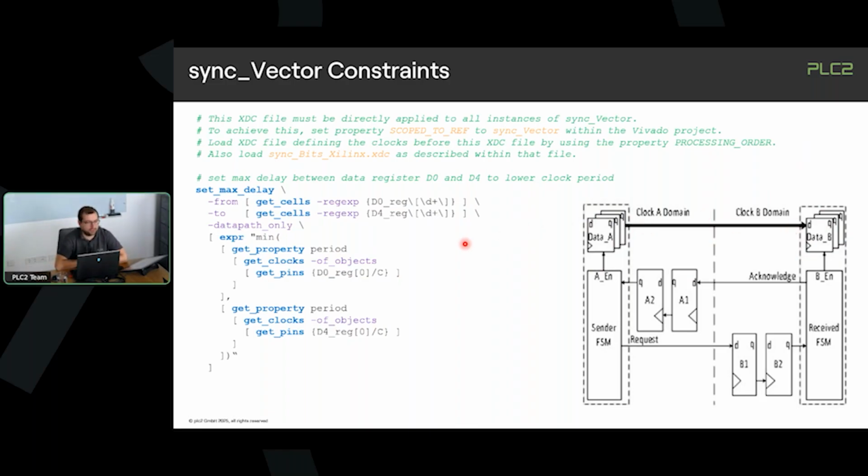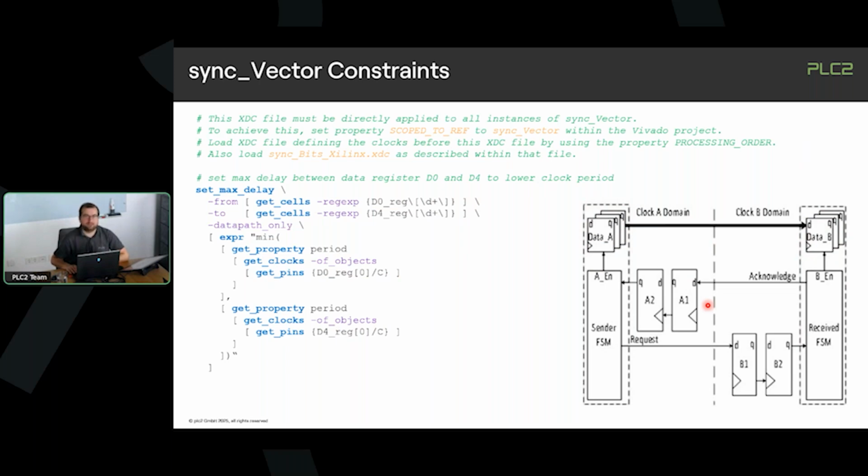That's all the magic. And in the documentation, it's also saying apply the SCOPED_TO_REF property of the XDC file to sync vector. That's the name of the entity. And now Vivado takes care of applying this timing constraint file for every instance of sync vector in your design. And you cannot miss any timing anymore for these synchronizer stages. Okay, this is a technique for Vivado.